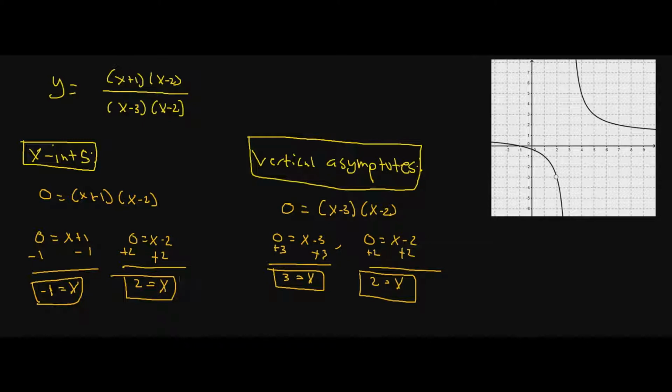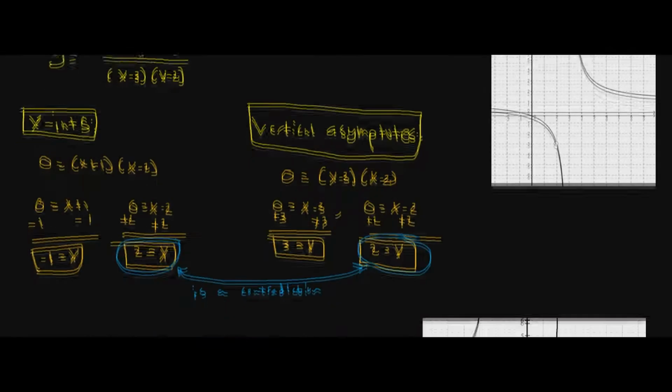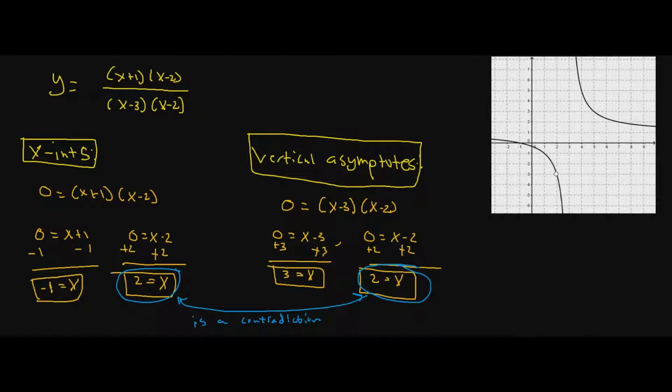And this is a problem, because according to what we just did, an x-intercept is x equals positive 2, and when we find the vertical asymptotes, we get that x equals positive 2. This is a contradiction. The reason it's a contradiction is, does it make sense that we could be an x-intercept and a vertical asymptote at the same time? Well, no, it doesn't.